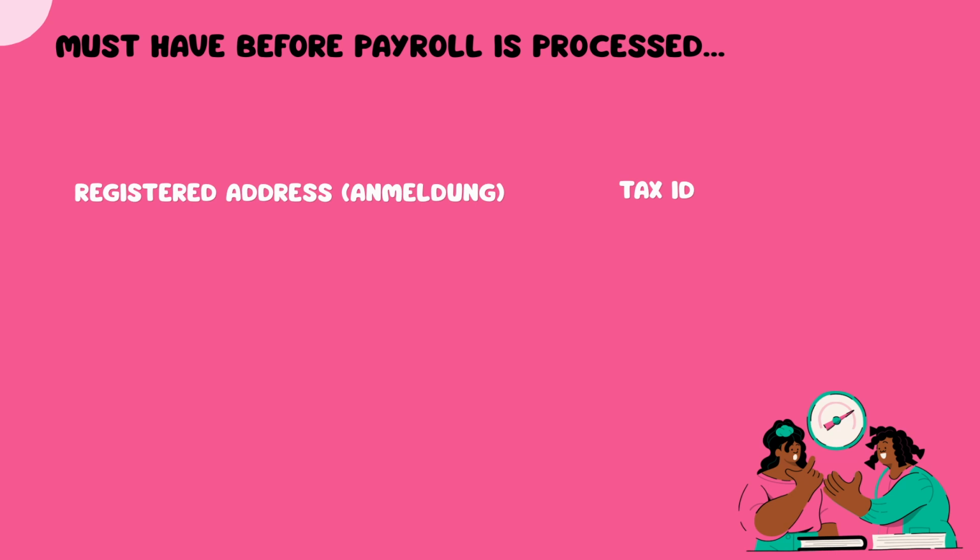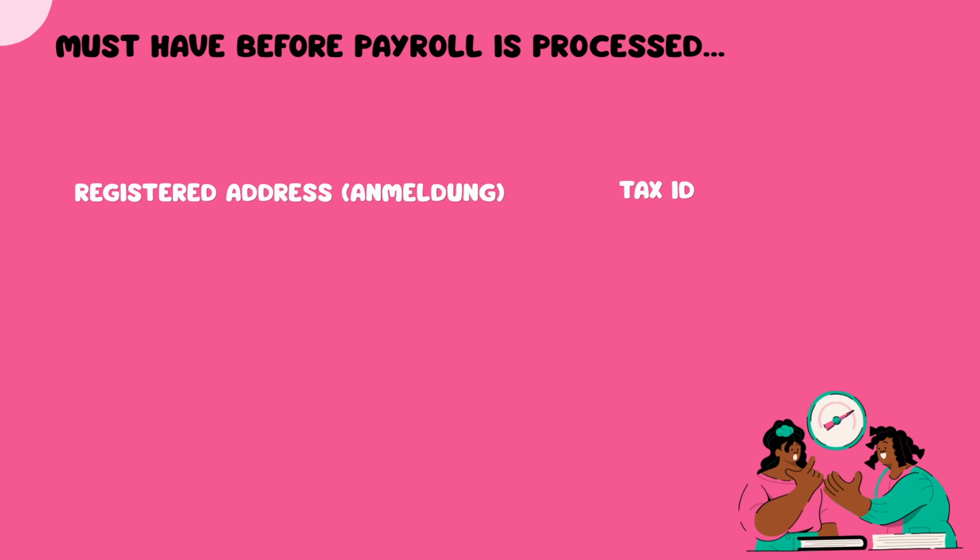Finally, what should you have ready before payroll is processed? The good news is that you don't need every document on your first day at work. However, there are a few things you should arrange as early as possible to ensure your salary can be processed correctly. 1. Register your address at the Anmeldung. Register your address in Germany as soon as possible.